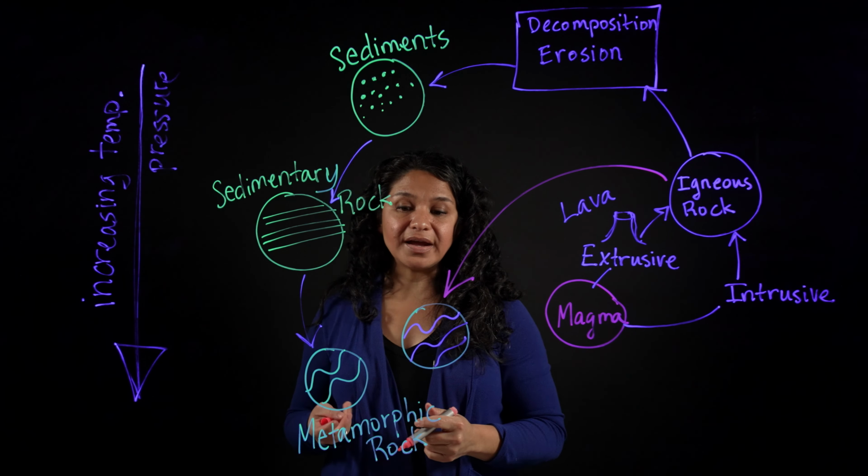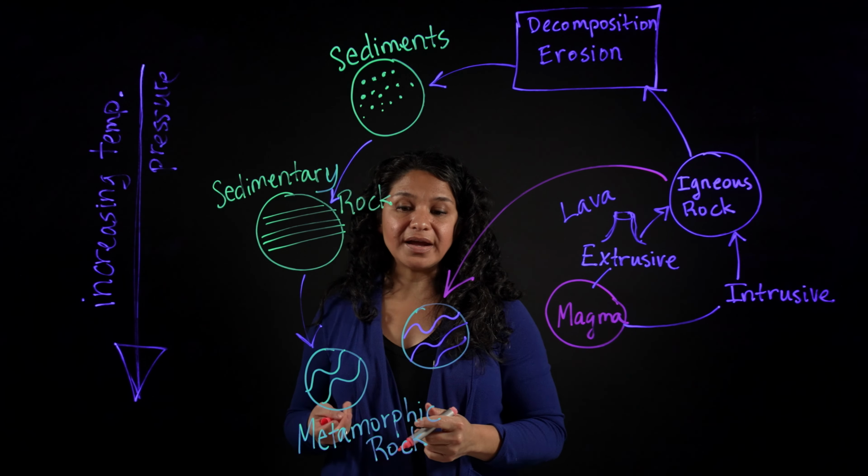From there, it could go even farther down into the earth where it melts into magma. And then we see that process can start all over again, where it can form igneous rocks by extrusive or intrusive means, and then go through that cycle again.